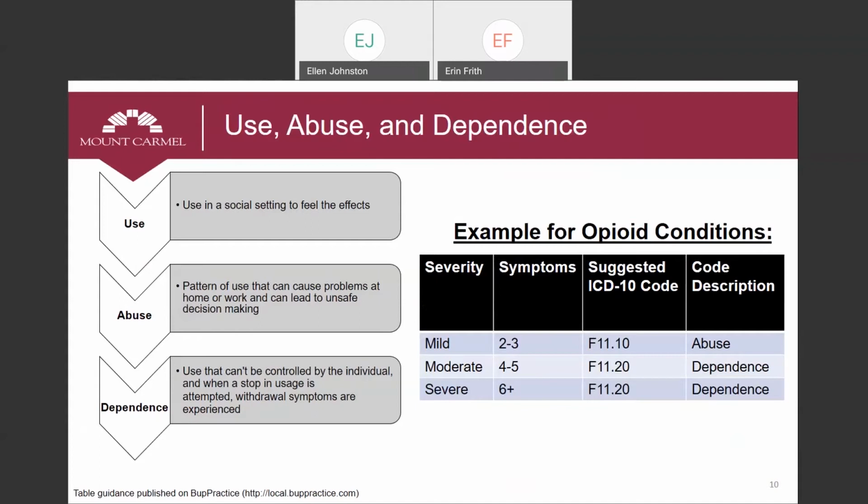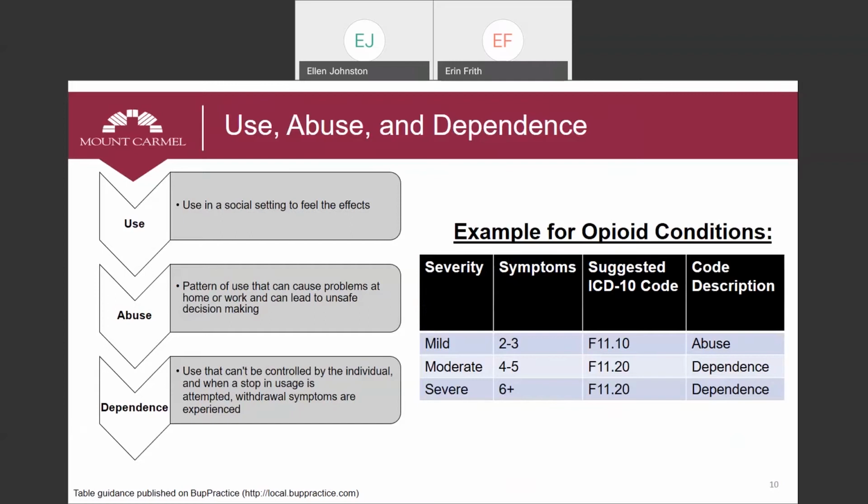Dependence is defined as substance use such that it can't be controlled by the individual, and when a stoppage is attempted, withdrawal symptoms are experienced. Dependence is the most severe, followed by abuse, and use being the least severe.